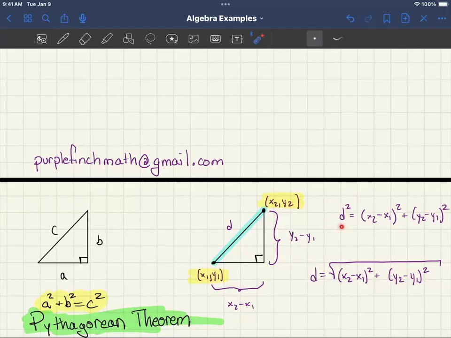So we end up with d squared is equal to (x2 minus x1) squared plus (y2 minus y1) squared. Taking the square root of both sides, we end up with our equation that we're going to work with: d is equal to the square root of (x2 minus x1) squared plus (y2 minus y1) squared. A lot of you have seen this before, so hopefully this is just review. If you haven't, it's a really nice equation to have in your back pocket for any sort of algebra quiz or exam.